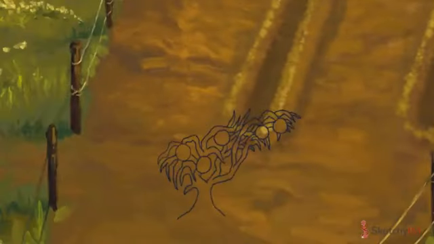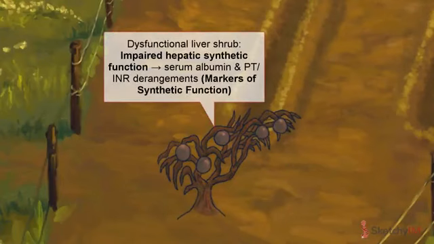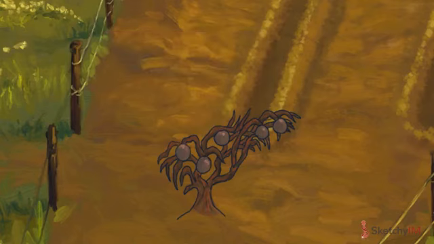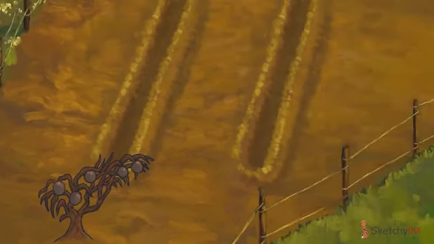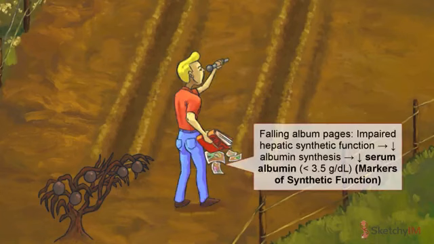Let's move on to liver function, which is assessed by looking at markers of synthetic function. The liver is responsible for synthesis of most serum proteins, including albumin and coagulation factors. Impaired synthetic function is represented here by this gnarly dysfunctional liver shrub. Yep, just not synthesizing like it used to. Two readily available lab tests are used as markers of synthetic function. The first, serum albumin. Impaired synthesis presents with hypoalbuminemia, represented by these following album pages.